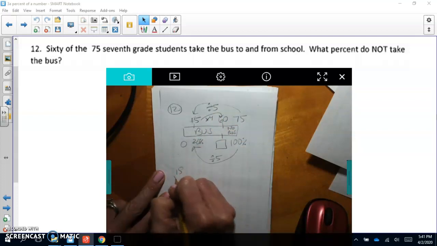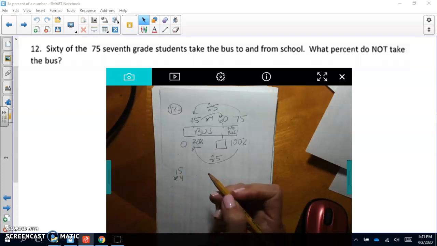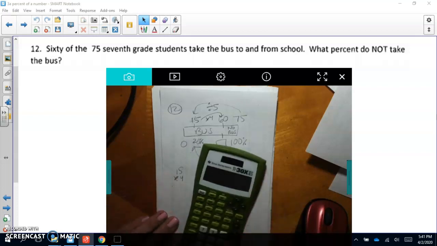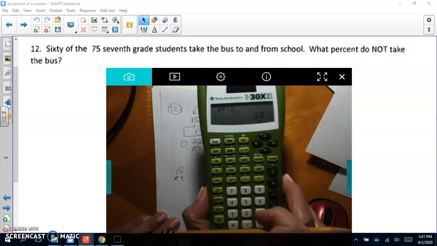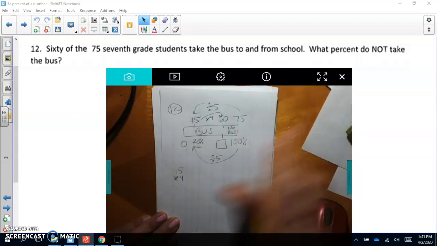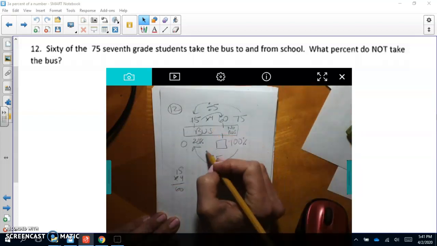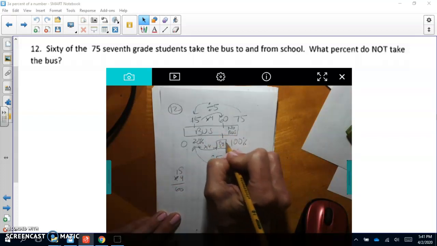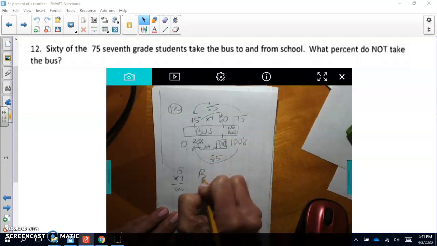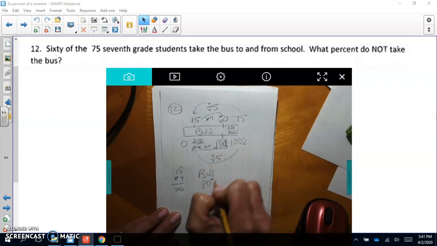Because 15 times 4, and you can use your calculator. Look at this, got my handy dandy calculator right here. Turn it on, press clear. I don't think you can see it very well, but 4 times 15 should give me 60. Yes, it does. All right, so 60. And over here, 20 times 4 is 80. So 80% ride the bus. Our bus riders are 80%.